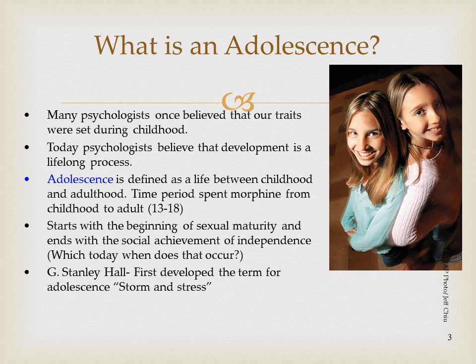Adolescence is defined as the time between childhood and adulthood. It is the time spent morphing from a child to an adult, usually about the ages of 13 to 18. It starts with the beginning of sexual maturity and ends with the social achievement of independence, which today we begin to question, when does social independence really go into play?